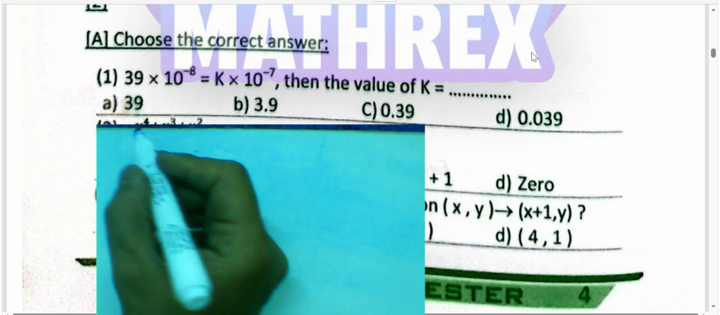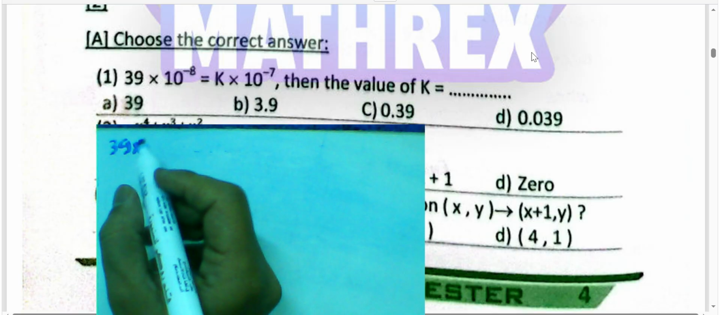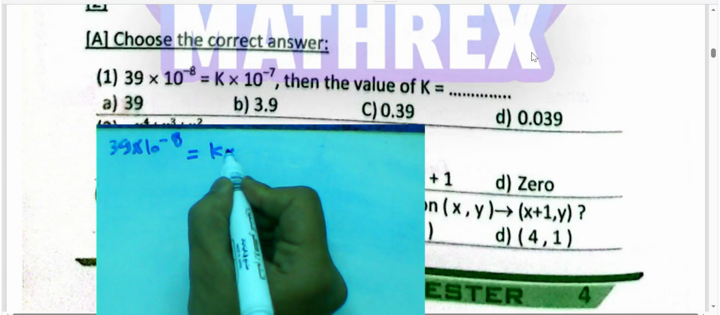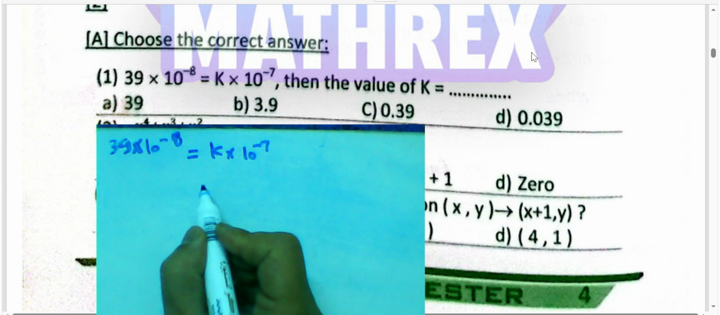$39 product by 10 power negative 8 equals k product by 10 power negative 7.